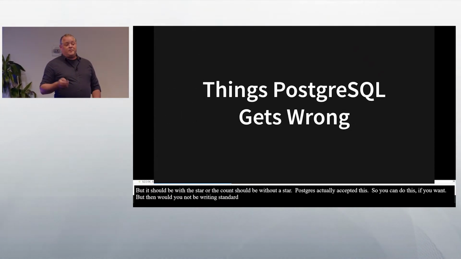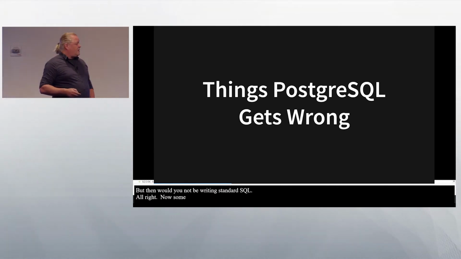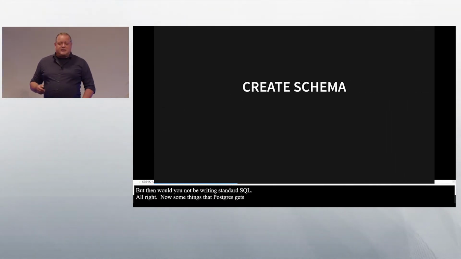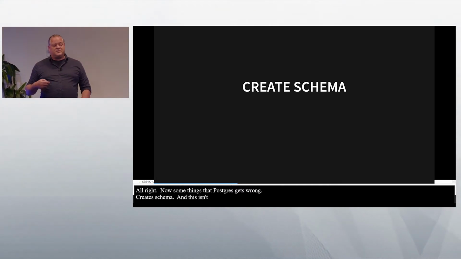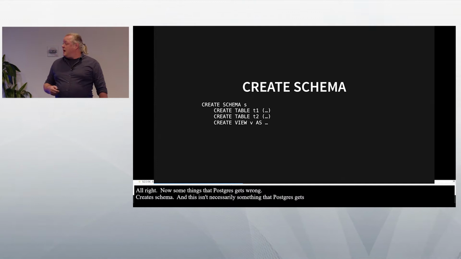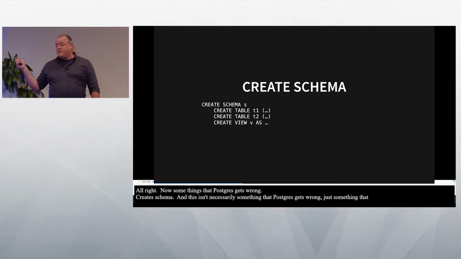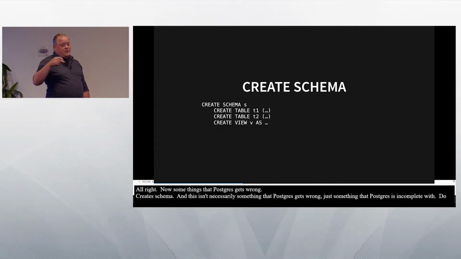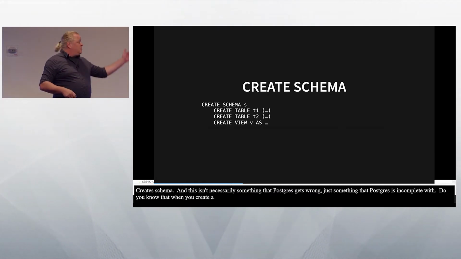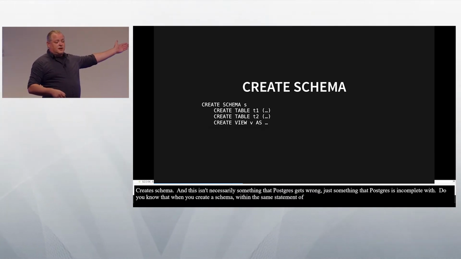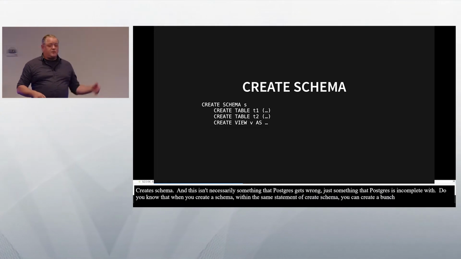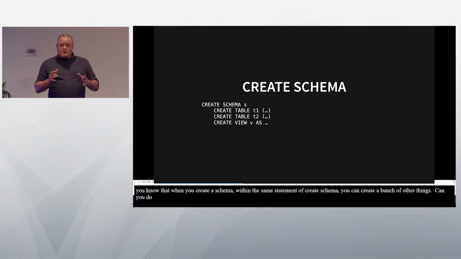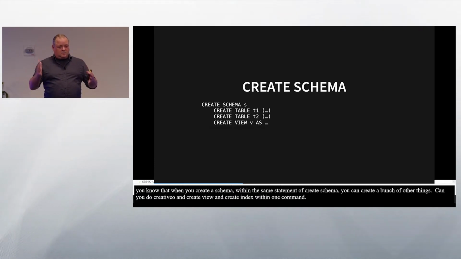All right, now some things that Postgres gets wrong. Create schema, and this isn't necessarily something that Postgres gets wrong, it's just something that Postgres is incomplete with. Do you know that when you create a schema, within the same statement of create schema, you can create a whole bunch of other things. You can do create table and create view and create index within one command. Most people will do create schema and then create table and then create table, but you can just do one, make my schema.